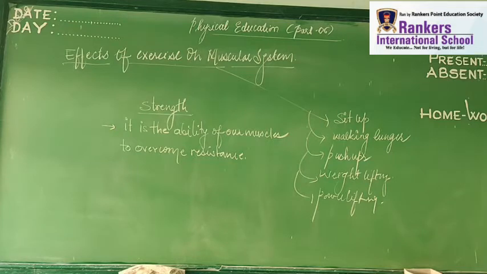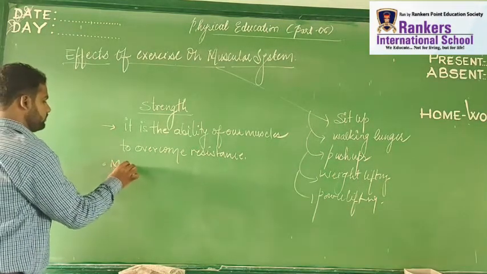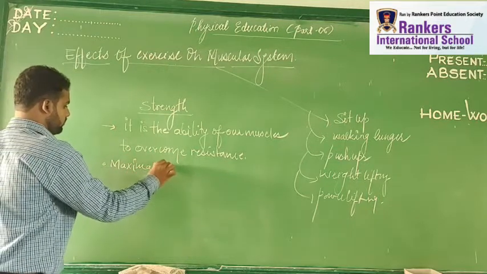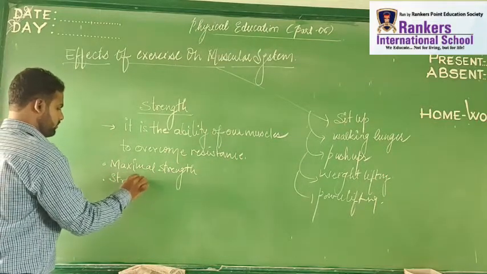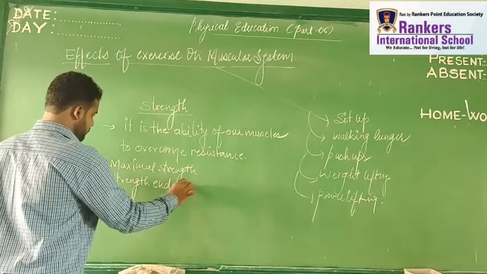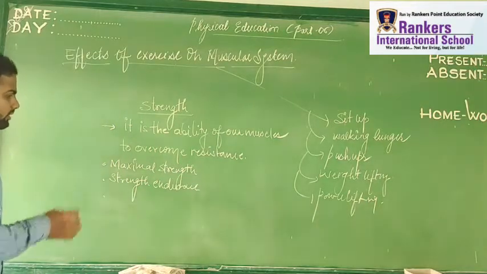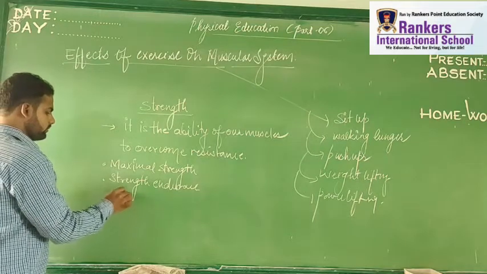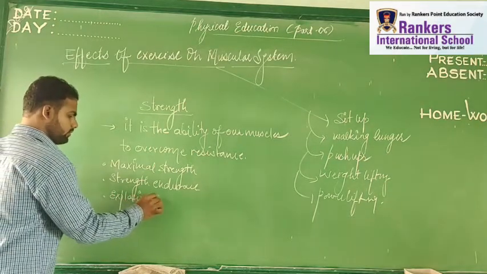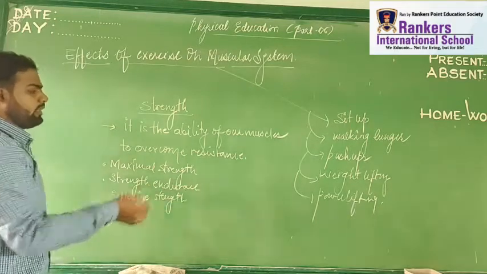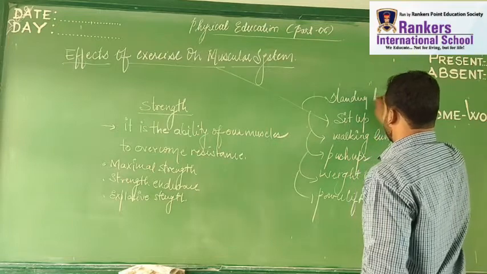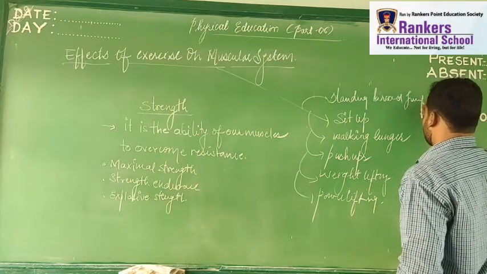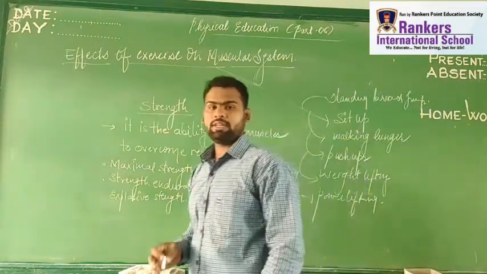There are a lot of things needed to understand, right? In strength, there are three things. First is maximum strength. Next is strength endurance. And maximum strength, strength endurance, and explosive strength. For explosive strength, we can take one more example, that is the standing broad jump.